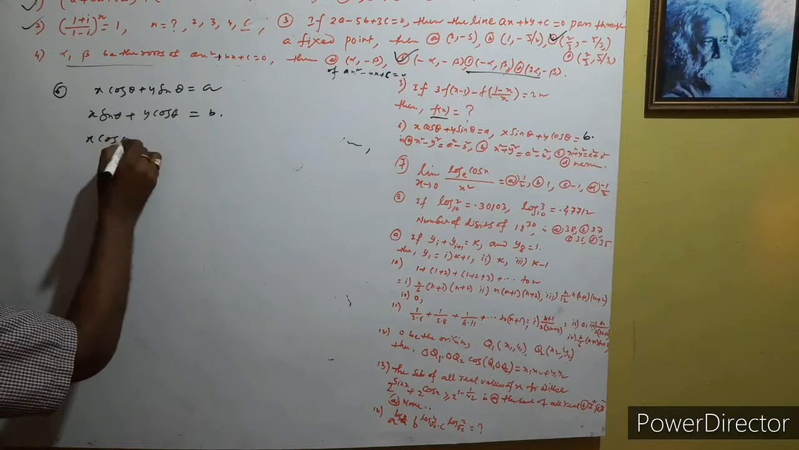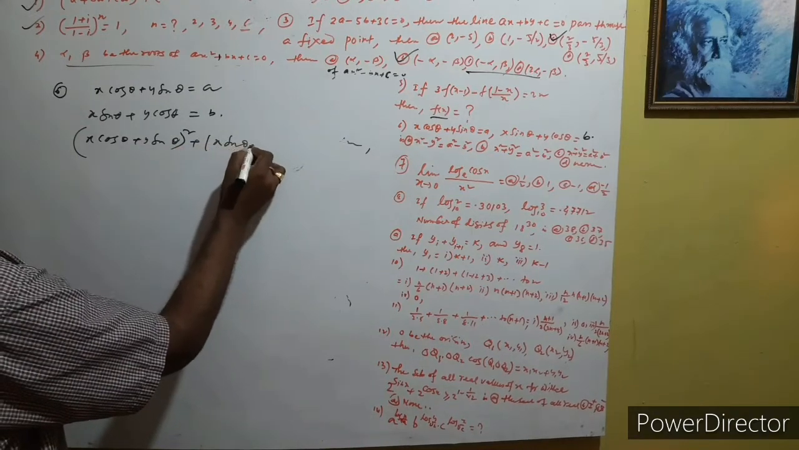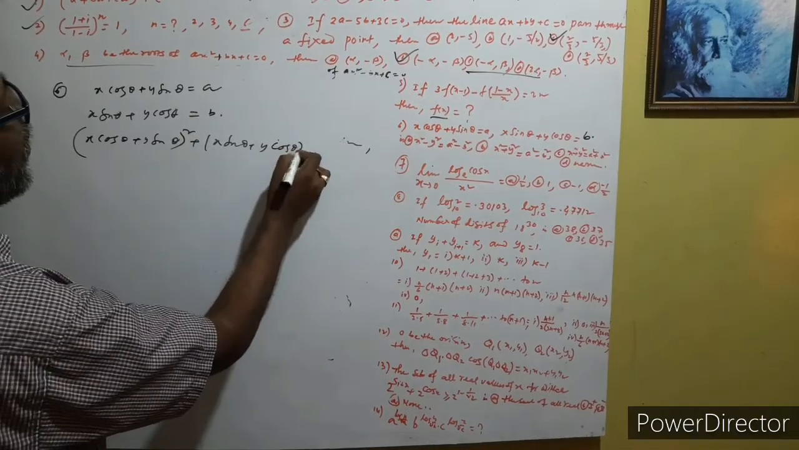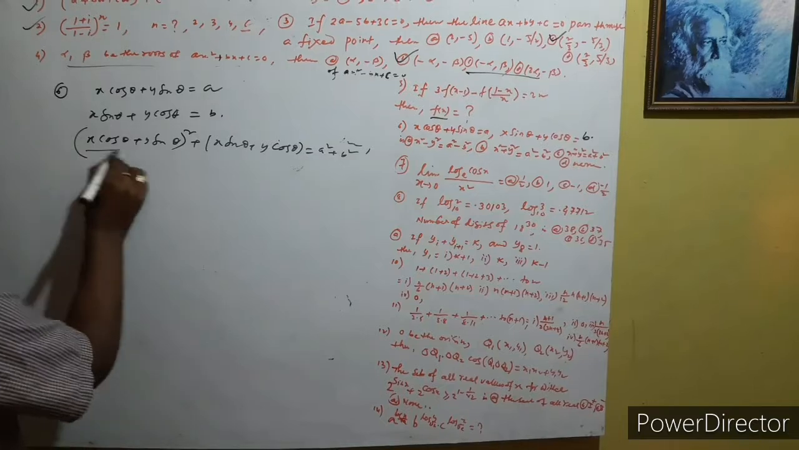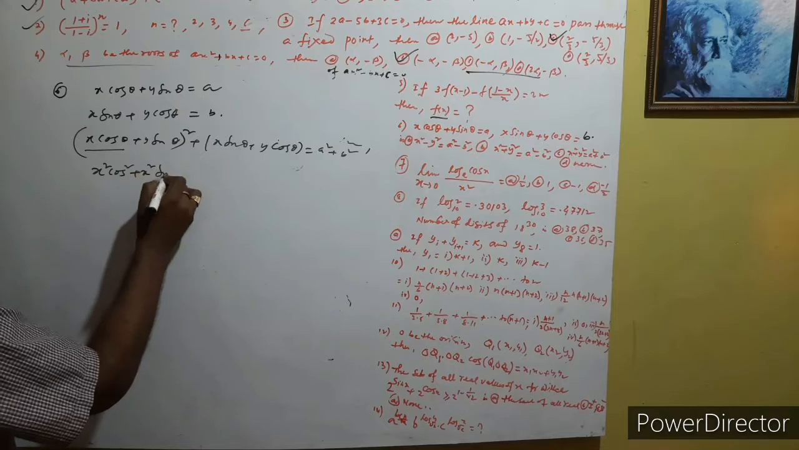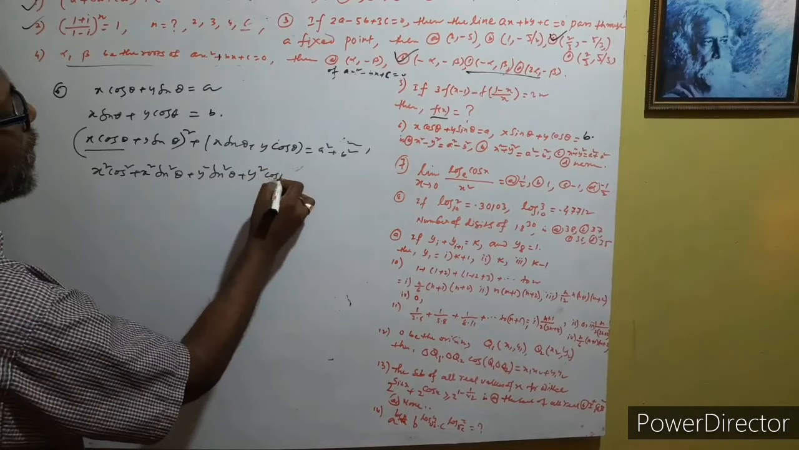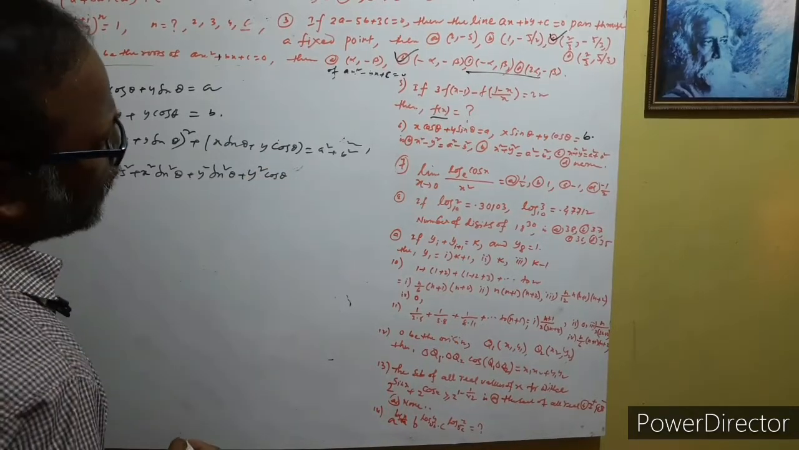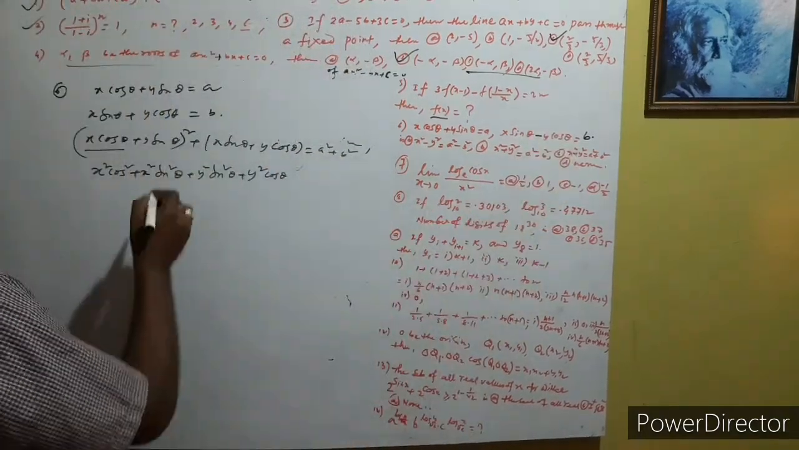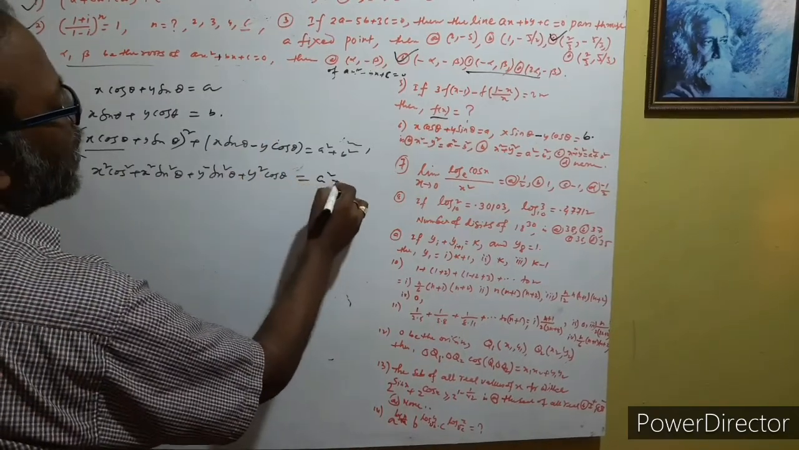So what we get here: x sin theta plus y cos theta, and that is a square plus b square. So x square cos square, x square sin square, y square sin square theta, y square cos square theta. There is also some mistake here, this is given as minus, so I wrote it wrongly. So twice ab plus twice ab are cancelled, so this is a square plus b square.